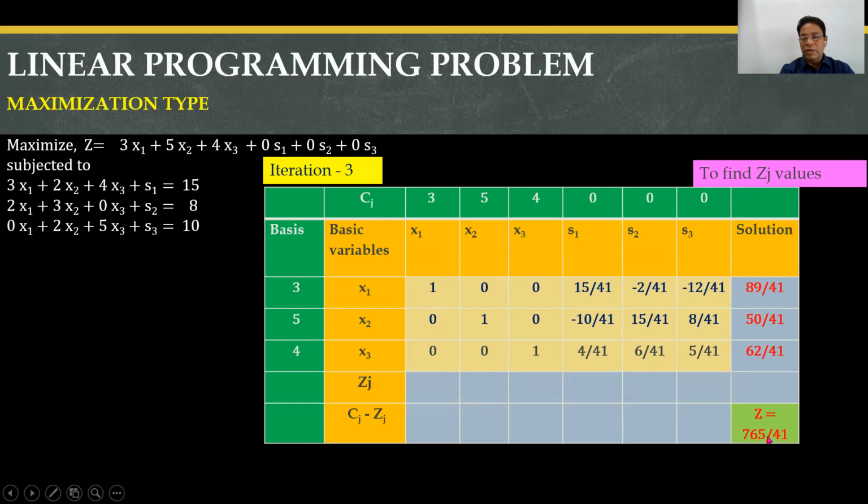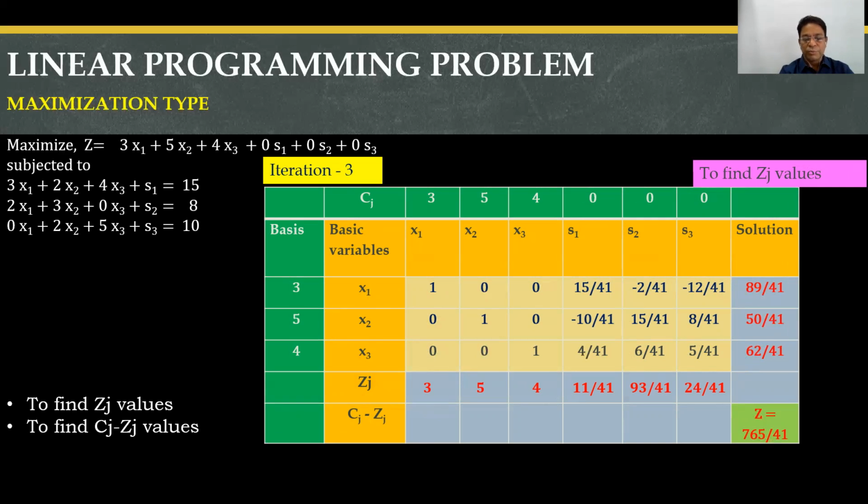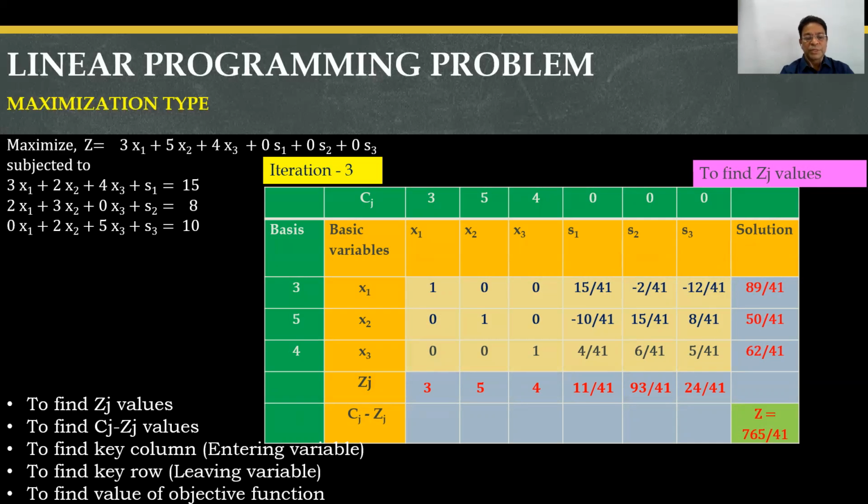Okay, and now what is the value of Z? Z value is 765 by 41, which is obtained from x1 equal to 89 by 41, x2 equal to 50 by 41, and x3 equal to 62 by 41. Now the next step is to again check the value of Cj minus Zj. For that we will first compute the value of Zj. Zj is computed, then we'll check the value of Cj minus Zj, then key column, key row, and objective function.